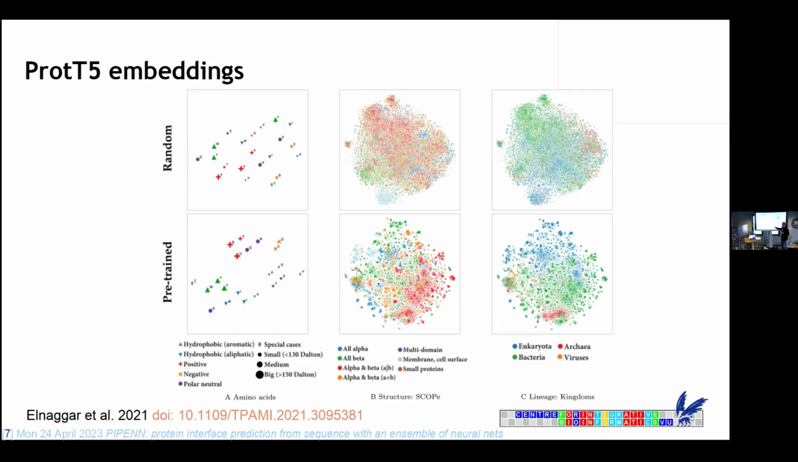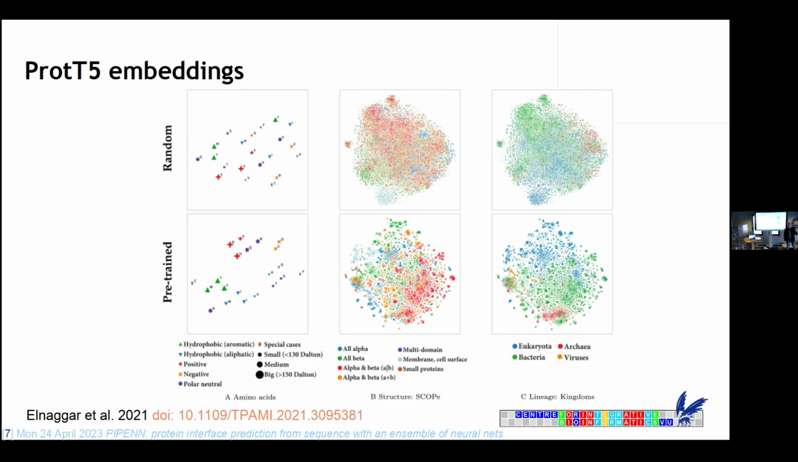You can project that space down to a manageable 2 dimensions for the screen. And then if you have random numbers, all your amino acids are randomly scattered in this projected space. But if you use the embedding space, you can see that all the hydrophobic amino acids end up here, the aromatic ones end up here, and so on.